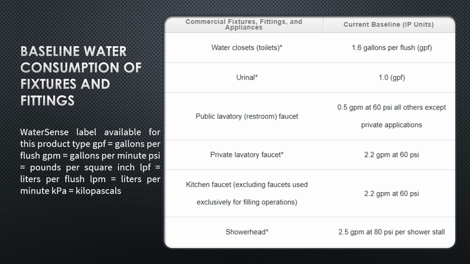Well, this is the baseline water consumption of fixtures and fittings. So fixtures are listed on the left side and the baselines suggested are listed on the right side. So for water closets it's 1.6 gallons per flush, for urinals it's 1 gallon per flush, etc. I'm not going to read all this. You can pause the video and read it.